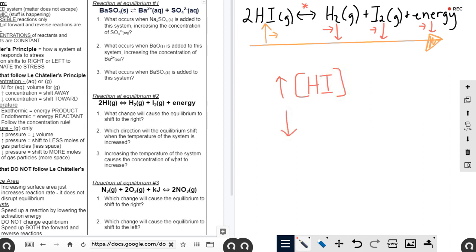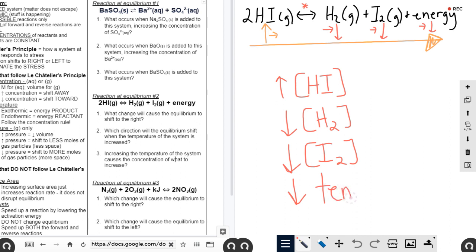I could decrease concentration of H2. I could decrease concentration of I2. And I could decrease energy. Well, how do I do that? I decrease temperature.